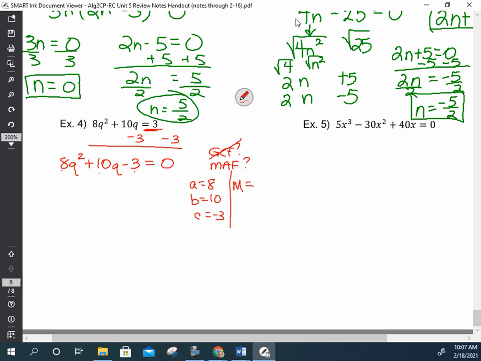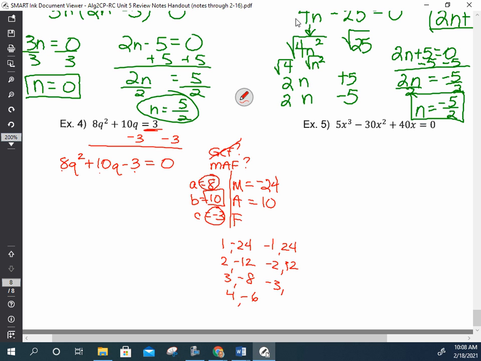That means your M value is 8 times -3, -24. Your B value becomes the add value. So we need 2 numbers that multiply to -24 and add to a positive 10. Again, if you need to list them out for yourself, feel free to do so. There's no shame in doing that. Because ultimately, you have to pick the right combination in order for this to work.